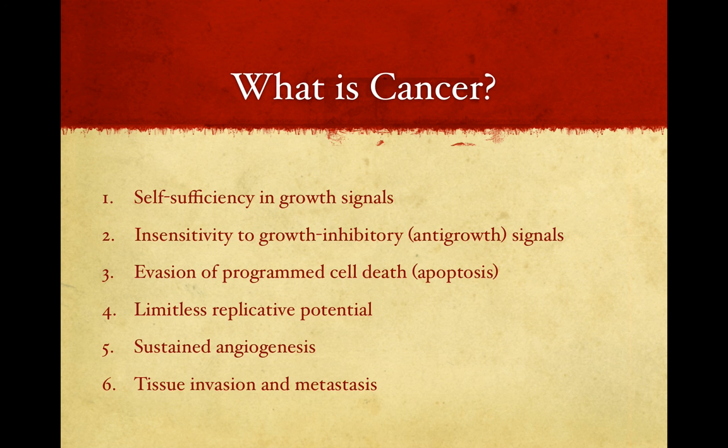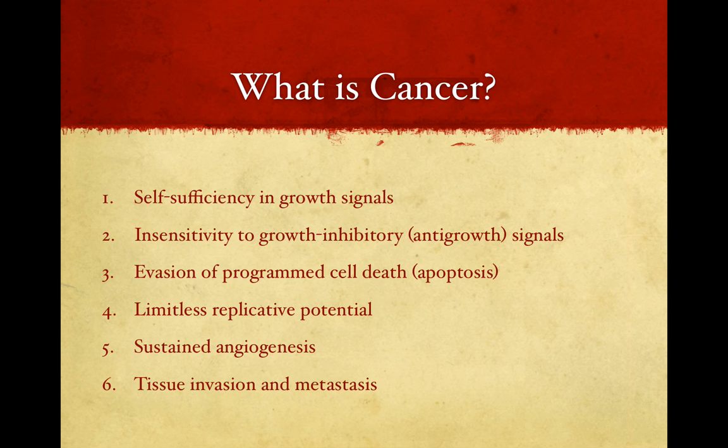Now, these 6 things were, first, self-sufficiency in growth signals, which means that cancer cells acquire an autonomous drive to proliferate. They proliferate by themselves, and mitosis just keeps on happening by virtue of activation of oncogenes, like we discussed in the previous video. Second would be insensitivity to growth inhibitory or anti-growth signals, and that means that cancer cells can inactivate tumor suppressor genes, like we discussed last time. These would normally suppress abnormal growth, but if they don't work as well, then they can't inhibit the growth, and the growth keeps on happening.